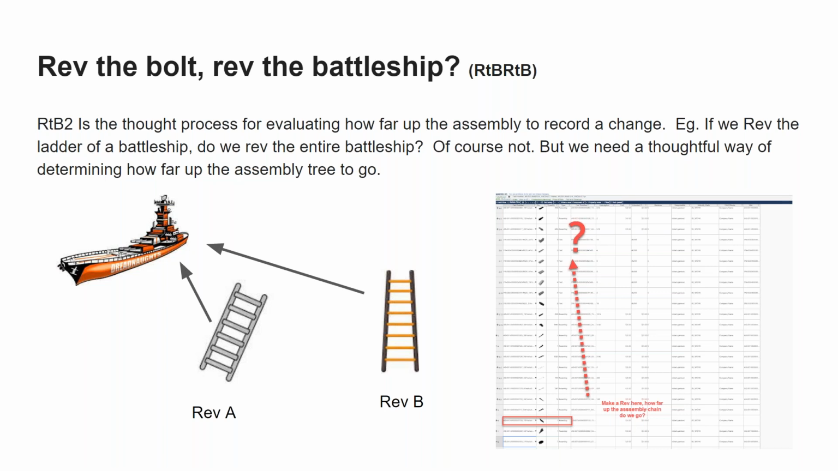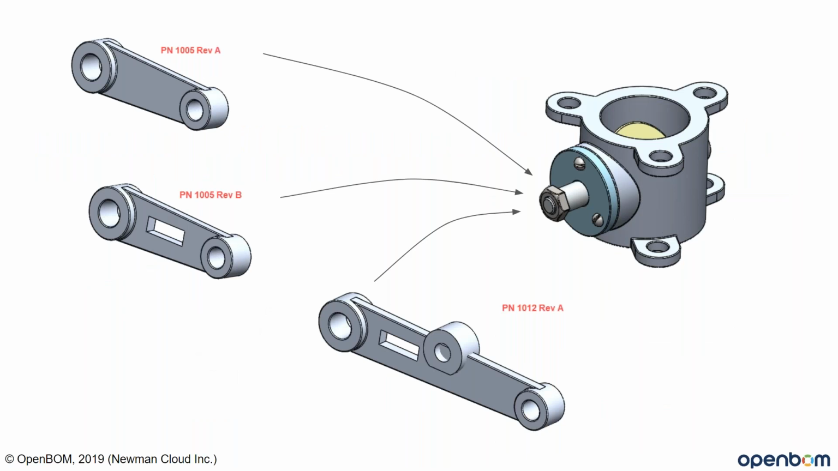And in an example we're going to do here, we're going to demonstrate that. So those are the two things, form, fit, and function, and rev the bolt, rev the battleship. So let's get started with the design example that I'm going to present here. In this case, I've got a CAD model of a butterfly assembly. This could be like a throttle body, some kind of metering device. We're going to make a few changes to the actuator arm on it.